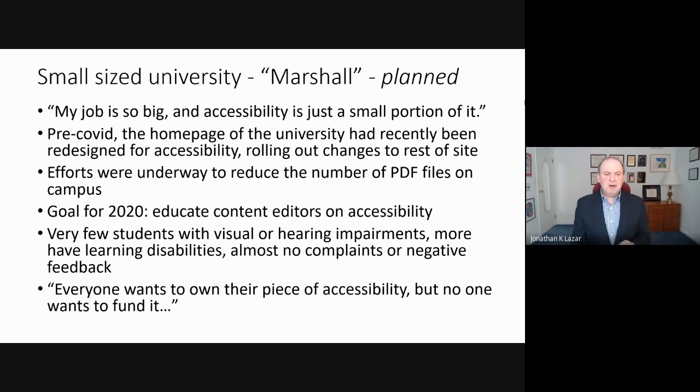And that actually leads to a problem, which he said, generally, everyone on campus said, accessibility, that's great. But no one wants to fund it. Everyone just says, yeah, do it. But they don't hear the complaints. They don't see the urgency of it. And so Marshall said that was really problematic.